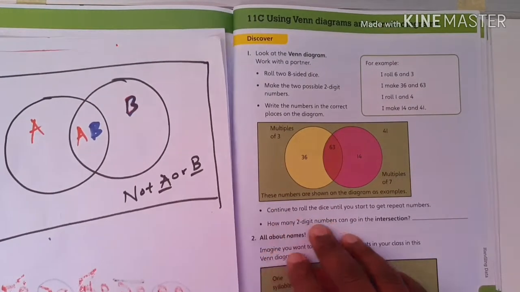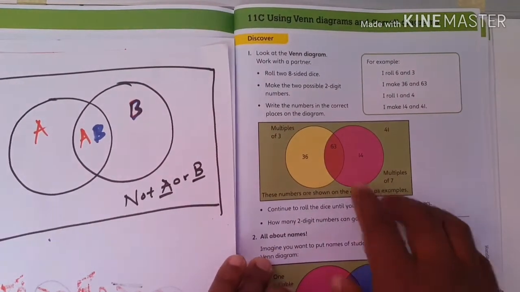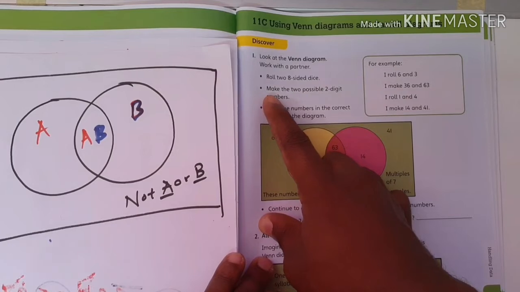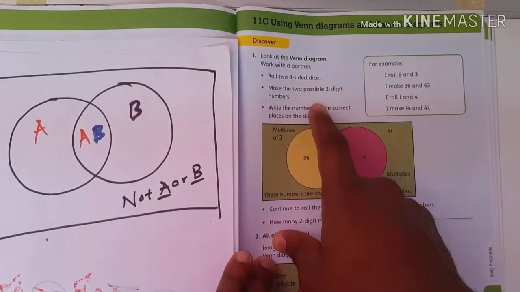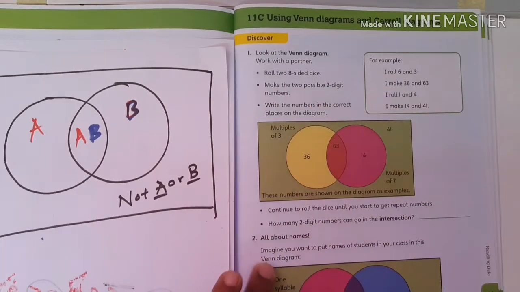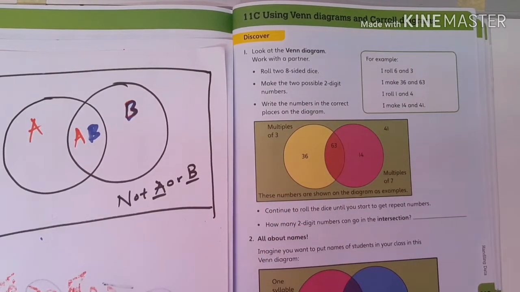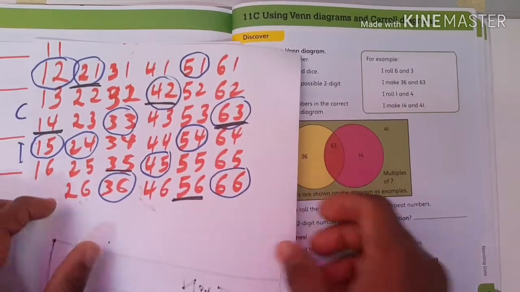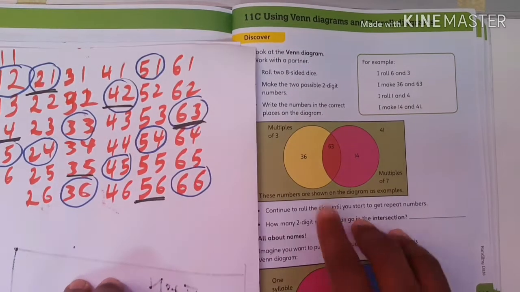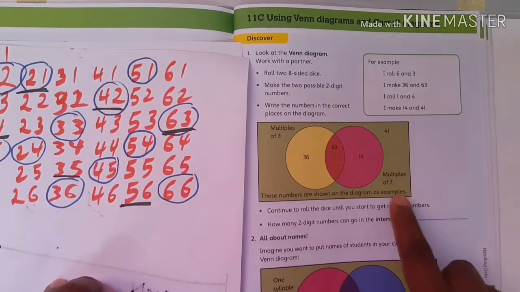Now we have a good example here. It says to roll the dice 8 times and make the possible 2-digit numbers that you can make. In this case, they give you examples there. So I have made a list of all the numbers that you can get if you roll a dice. Now you're supposed to get multiples of 3 and multiples of 7.